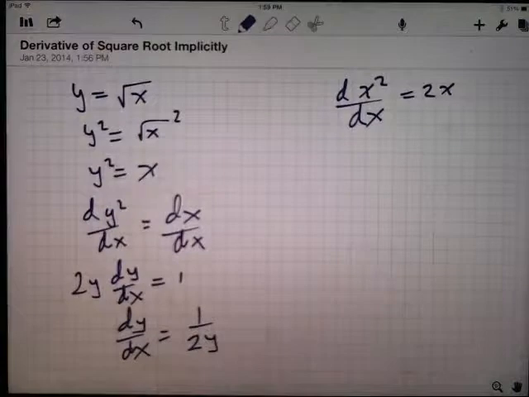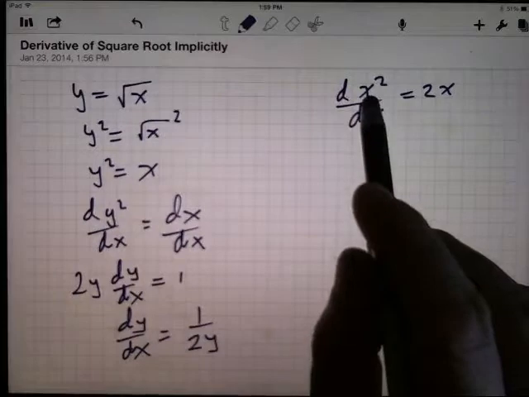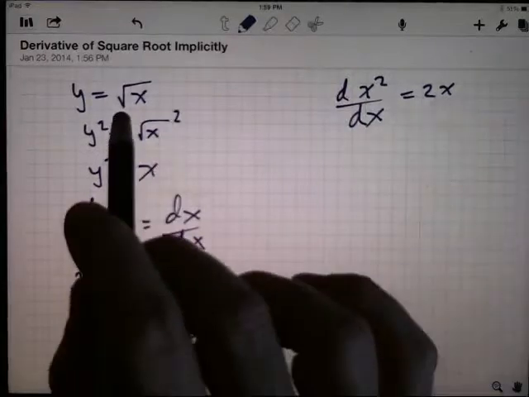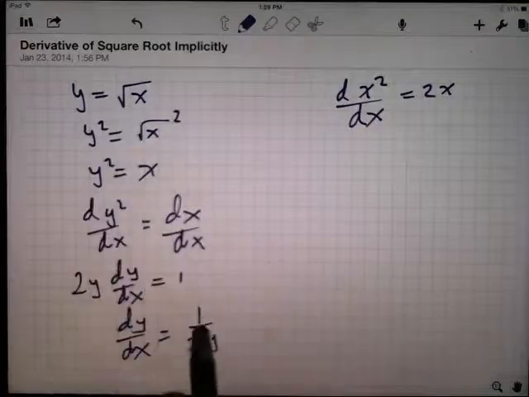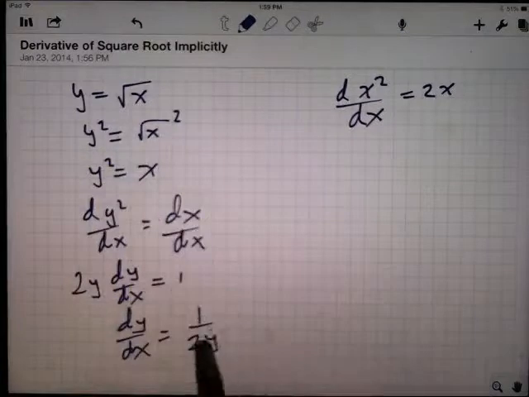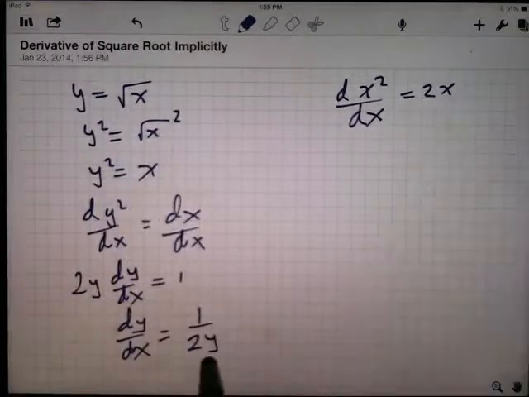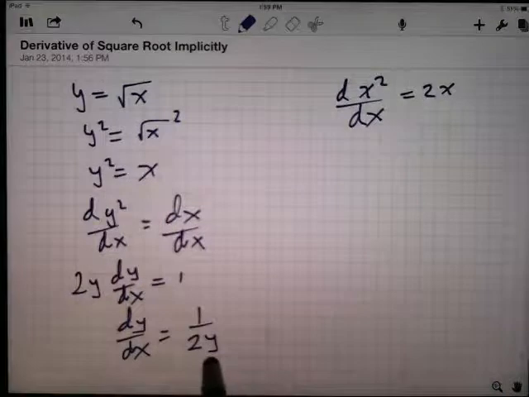And of course, I pause right here to ponder the import of this statement. Up here I have that the derivative of x squared with respect to x is 2x. Now I have the derivative of the square root of x is 1 over 2y, because the derivative of this inverse function is the reciprocal of the derivative of the function with the other variable plugged in.